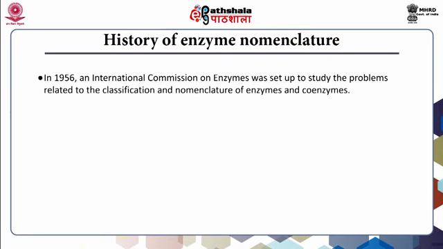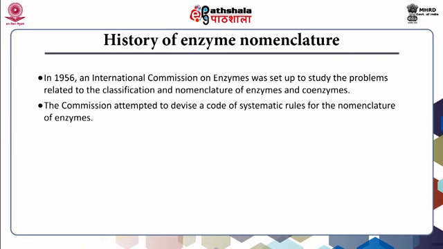In 1956, an international commission on enzymes was set up to study the problems related to the classification and nomenclature of enzymes and coenzymes. The commission attempted to devise a code of systematic rules for the nomenclature of enzymes.